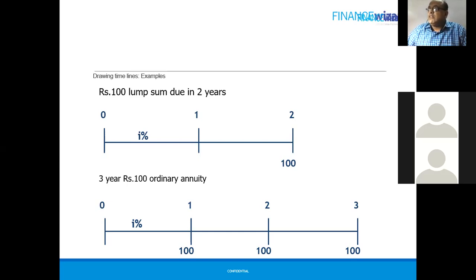So there are two kinds of annuity, immediate annuity and deferred annuity. Deferred annuity would be something like ordinary annuity and immediate annuity would be something like annuity due. What is annuity due? When the payment is made at the beginning of the period, and ordinary annuity is payment at the end of the period. Now what is the difference in calculation? We'll come to it.